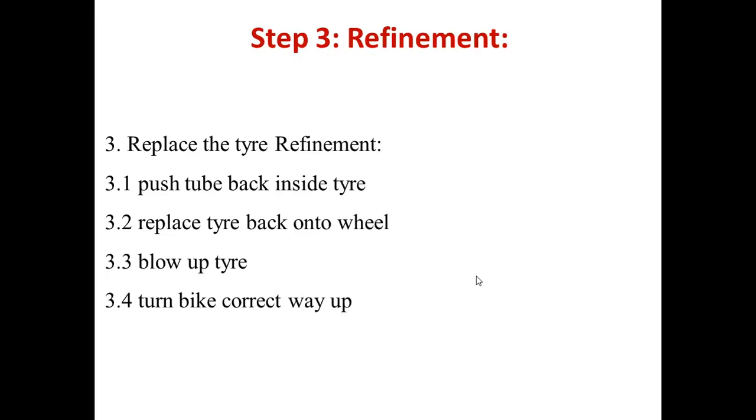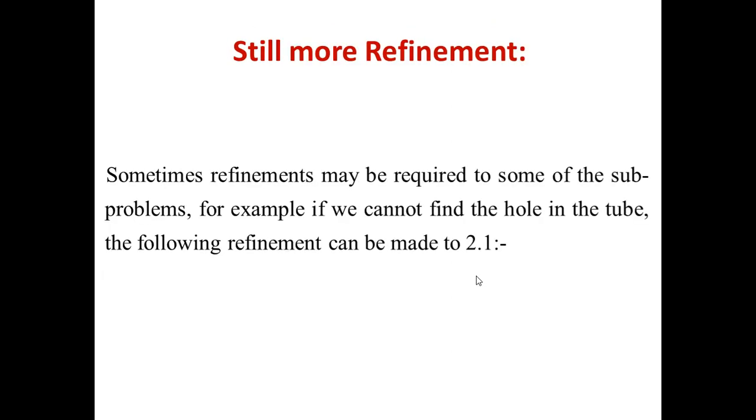I'll go for the third step. Again, the third step has also been refined now. I'm replacing the tire. If I simply say replacing the tire, I'm supposed to push the tube back inside the tire, then replace the tire back on the wheel, then blow up the tire, then turn the bike up the correct way. So this is the actual refinement. Still, if you want, you can go for more levels of refinement. That's what they are highlighting here.